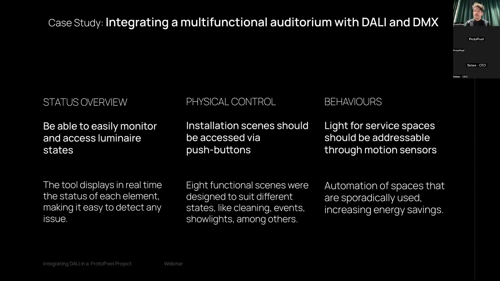There were also some specific requests on physical control. The client was asking to develop a number of lighting scenes or moods that needed to be controlled physically through push buttons. And this is exactly what our technology allows, as Kiks was showing before. And finally, there were a number of automations, known as behaviors, that needed to be applied, especially integrating with different types of sensors. So this is something that we have also incorporated in our platform, mostly to increase the energy saving and the user experience of the end customer.